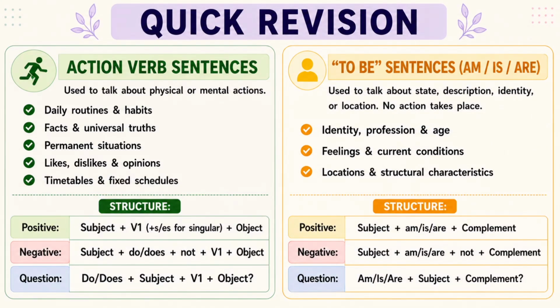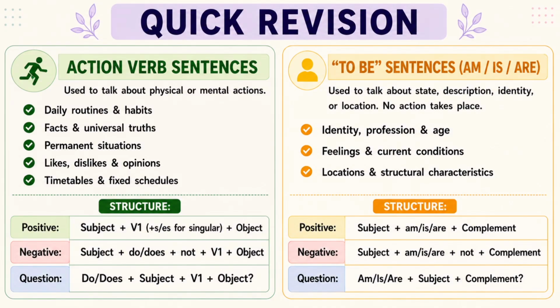Action verb sentences are used to talk about physical or mental actions. We use them for daily routines and habits, facts and universal truths, permanent situations, likes, dislikes and opinions, and timetables and fixed schedules. The structure is positive, subject plus verb 1, and for singular subjects, verb 1 plus s or es, plus object. Negative, subject plus do or does plus not plus verb 1 plus object. Question. Do or does plus subject plus verb 1 plus object.